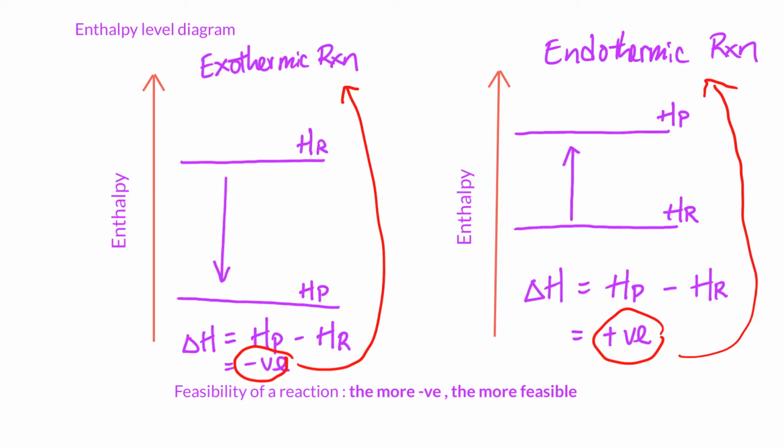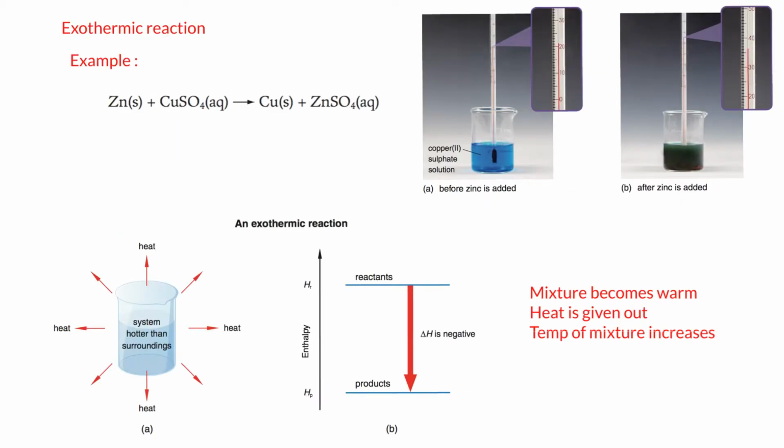So in this slide, you need to know that if the enthalpy change is negative, the reaction is exothermic. Positive, that will be endothermic. So, exothermic reactions. I'll give you one example. For example, we put zinc into copper-2 sulfate, and then copper is formed and the zinc becomes zinc ions. The reaction for this one is a displacement reaction.